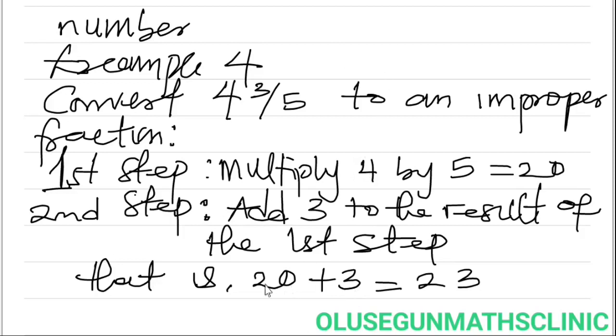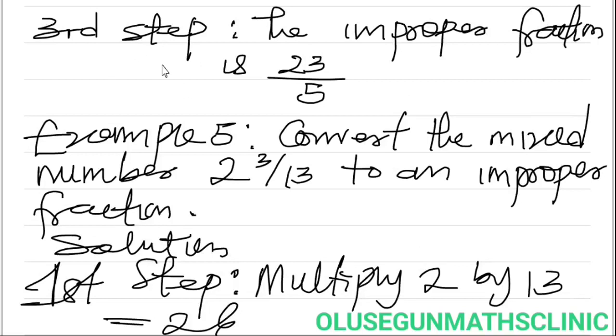So let me repeat it again. The first step, multiplying 4 by 5. Where does the 5 come from? The 5 comes from the denominator of the proper fraction, which gives 20. The second step, add 3 to the result of the last step. So that is 20 plus 3. So you now see how it turns to an improper fraction. The third step, the improper fraction is 23 over 5. That is the step we are using to convert a mixed number to an improper fraction.